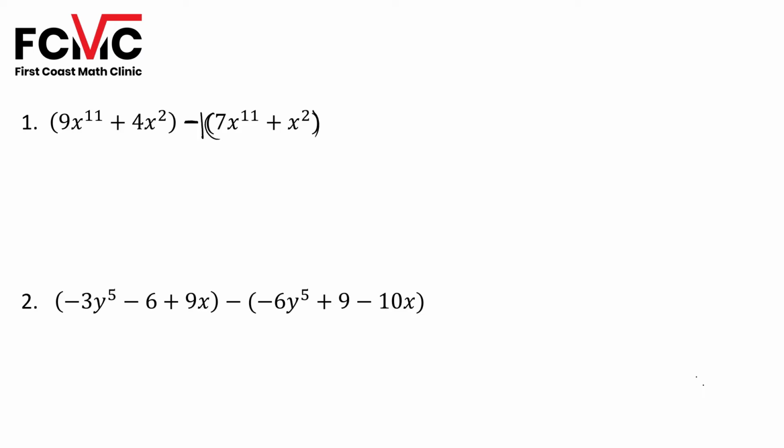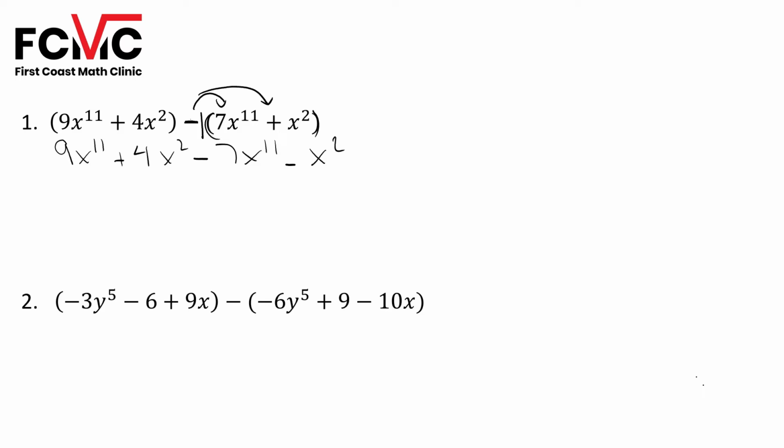So I'll put a minus 1 here as a placeholder, and then we'll distribute that minus 1, get rid of the parentheses. So we could rewrite this as 9x to the 11th plus 4x squared. Now when we distribute, we're basically multiplying by a negative 1, so this becomes negative 7 or minus 7x to the 11th minus x squared.